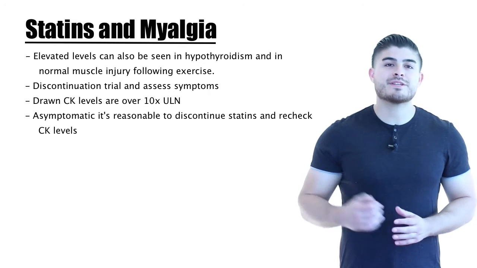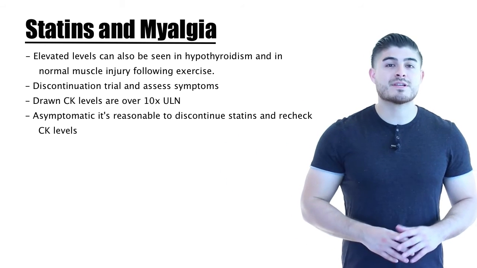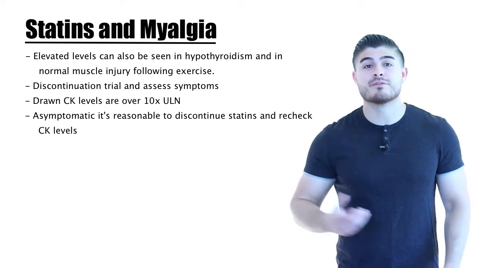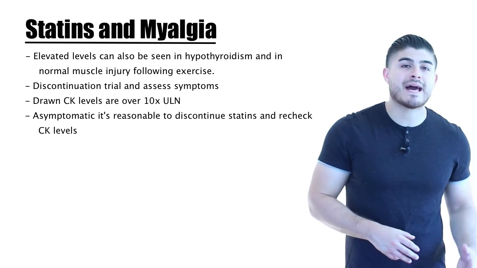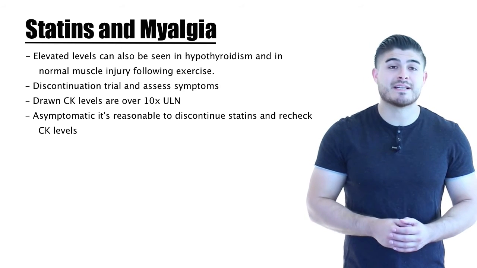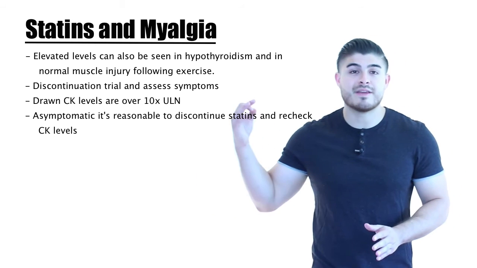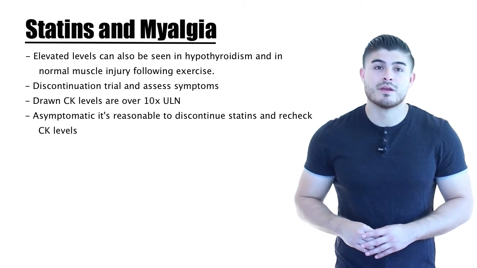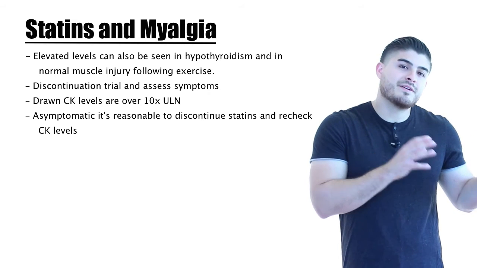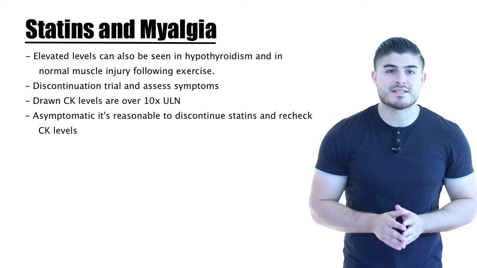Now, if for whatever reason you also drew CK levels, and they happen to be 10 times the upper limit of normal, but the patient is asymptomatic, this is also an indication to take the patient off a statin and then recheck the CK levels down the road and see if they revert back to normal. So if the patient is feeling this, we take them off and then we reassess.